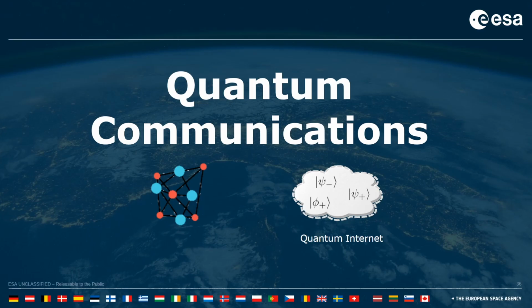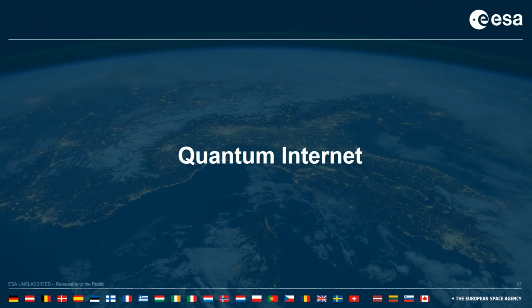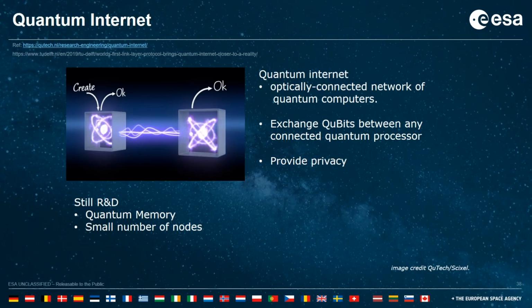Okay, quantum communications. Great. Quantum internet, what's that? Quantum internet is basically a way to optically connect different quantum computers. Think of it like distributed computing in our current thinking. It's to exchange qubits between any quantum processors. And by exchanging qubits, you could provide additional privacy on the information on those qubits. Still in research and development, Delft Technical University is very active in this field, and it's in development of the new quantum memory, and it's still a small number of nodes.